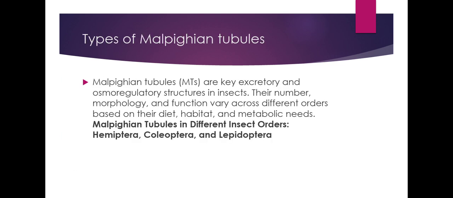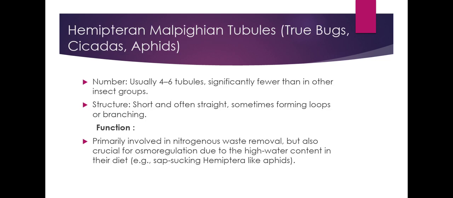So let's lastly look at the types of Malpighian tubules, whose function and morphology vary based on their diet, habitat and metabolic needs. Malpighian tubules in different insect orders, such as we are looking at here: Hemiptera, Coleoptera and Lepidoptera. So hemipteran Malpighian tubules, which consist of true bugs, cicadas and aphids.